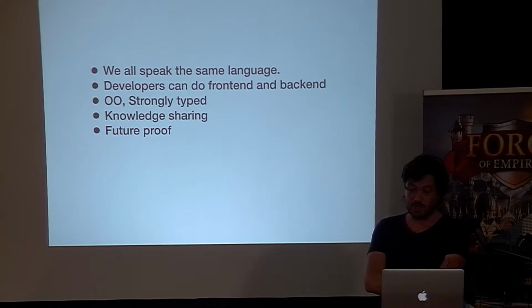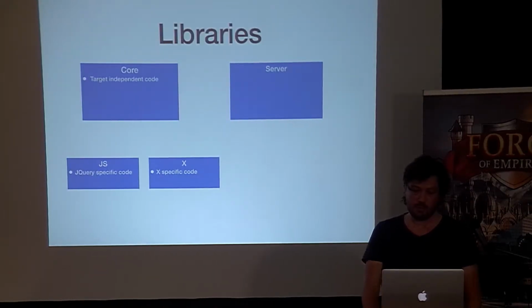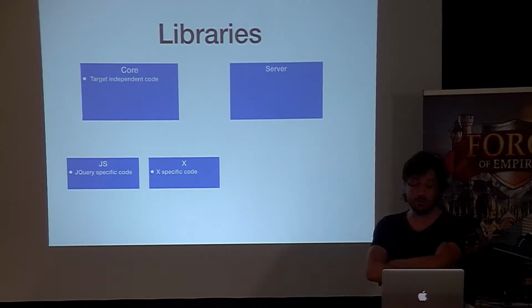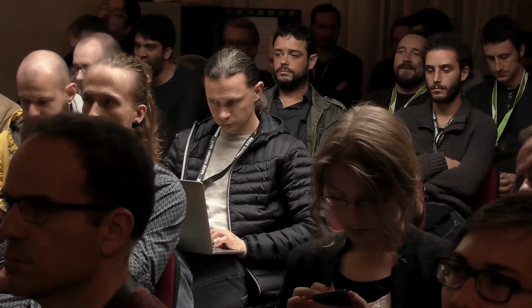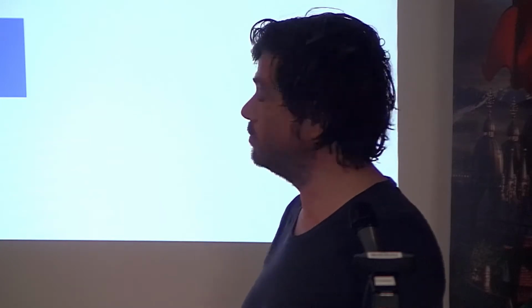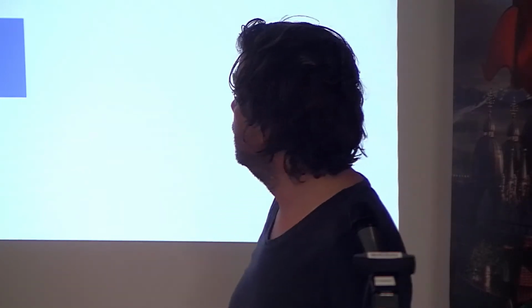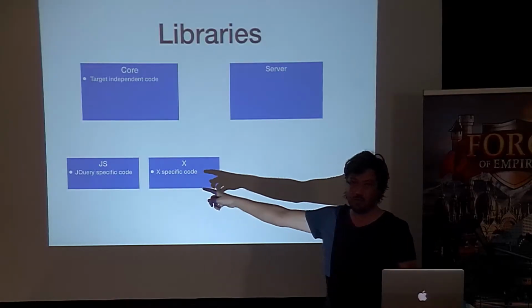It's strongly typed. Knowledge sharing is very easy, and it's future proof. This is a simplification of the libraries we have. We have core libraries, we have the server libraries, and for the specific HTML target, JavaScript target, we have a JavaScript library. If someone says, well, HTML is dead, and there is another technology, and Haxe will make a target of it, we just need to rewrite only this part of the code.